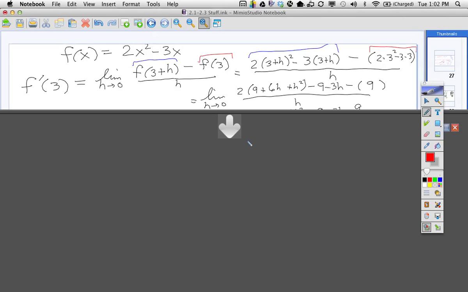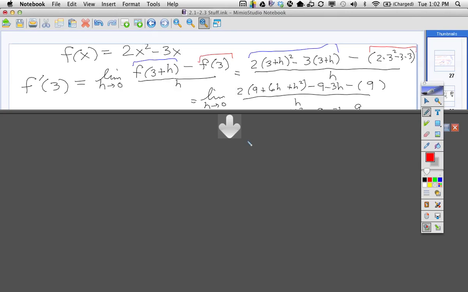Now, we're finding f prime of 3. According to the shortcut, we should be able to do this really easy, right? According to the shortcut, what's f prime of x? 4x minus 3, right? The shortcut says it's 4x minus 3. And then couldn't you just plug a 3 into that then? So f prime of 3 would be a 3 plugged in. So 4 times 3 is 12. 12 minus 3 is 9. So it should be 9, right?